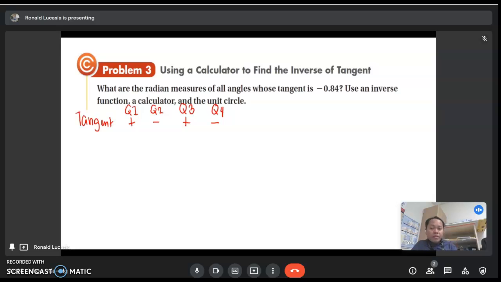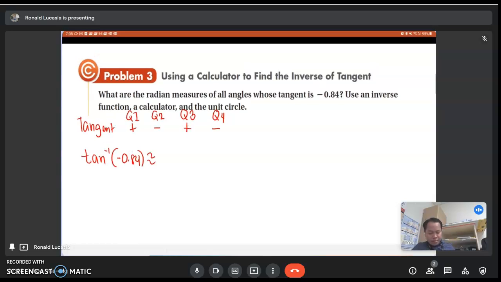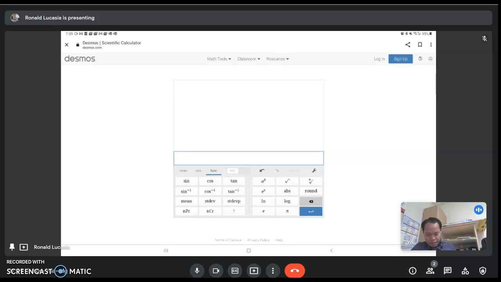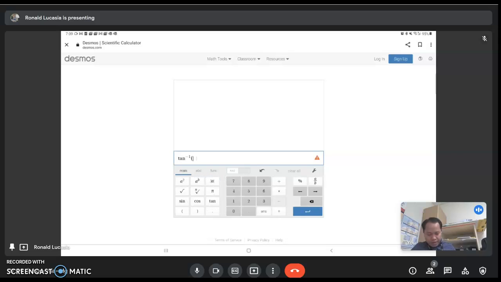So what are the radian measures of all angles whose tangent is negative 0.84? Use an inverse function, a calculator, and the unit circle. So the inverse tangent of negative 0.84 is approximately, let's see what is equivalent to that. So we have tangent inverse of negative 0.84, that is approximately 0.70.